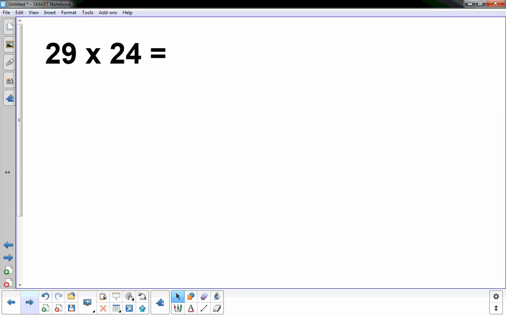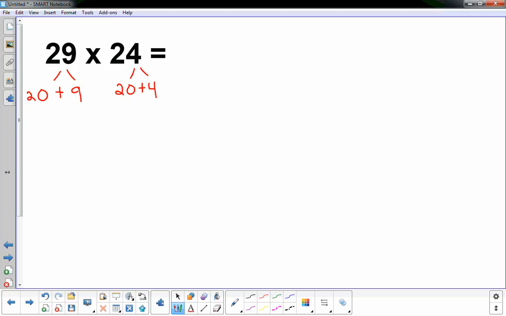So let's get started. 29 times 24. How this model works is you look at each number by its place value parts. So 29 is really 20 plus 9, and 24 is 20 plus 4. And then we build a quick sketch. At the beginning of this, we were using base 10 graph paper because the graph paper made perfect grids for us to use. And now we've moved away from that concept to just drawing a quick sketch.